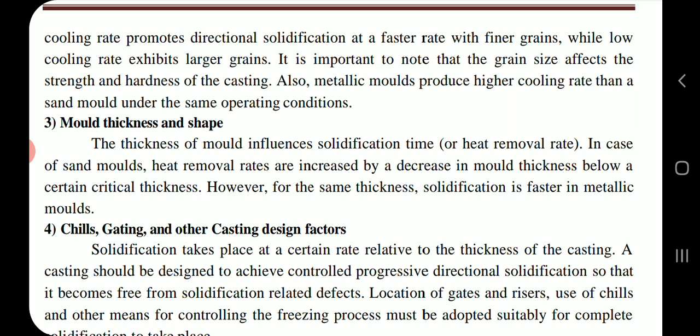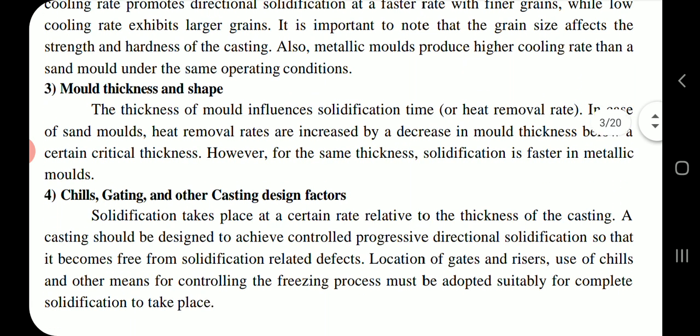Mold thickness and shape. The thickness of the mold influences solidification time or heat removal rate. In case of sand molds, heat removal rates are increased by a decrease in mold thickness below a certain critical thickness. However, for the same thickness, solidification is faster in metallic molds.